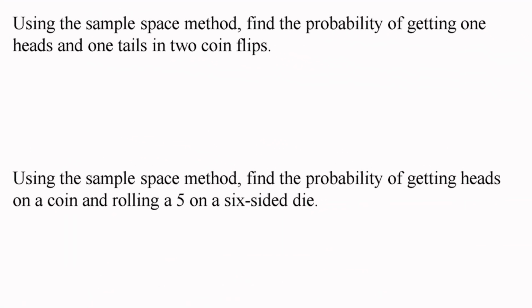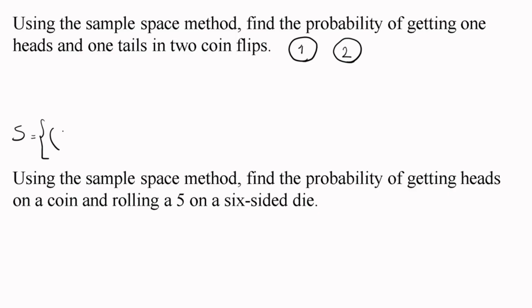Using the sample space method, it means the stupid method that I just told you. Find the probability of getting one heads and one tails in two coin flips. This is gonna be the first coin and this is gonna be the second coin. I'm gonna flip those two coins. Okay, what should I do now? I must write the sample space for all of the events. I'm gonna write the possible results based on order pairs.